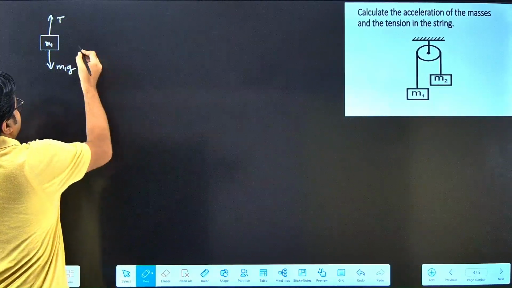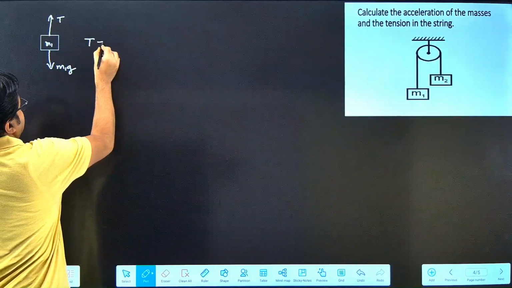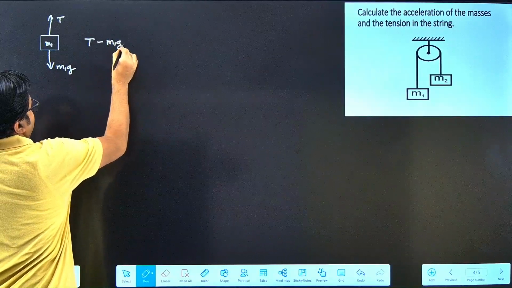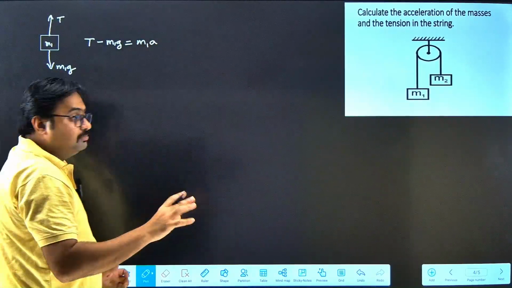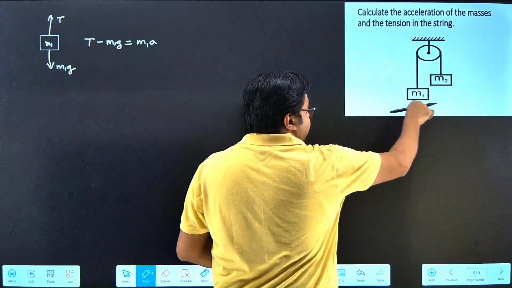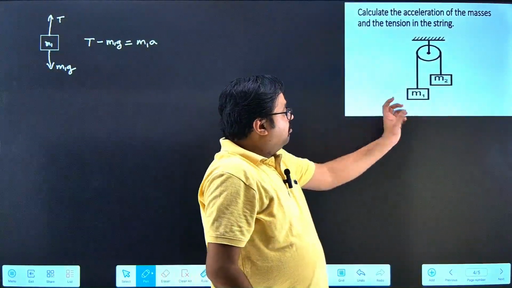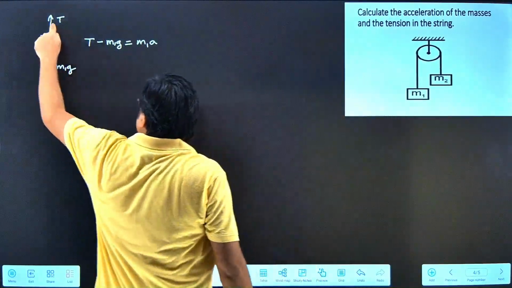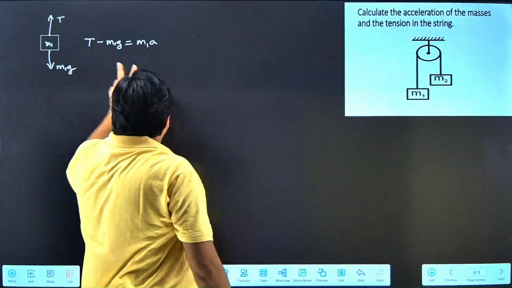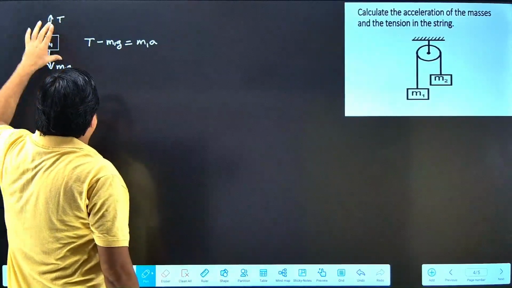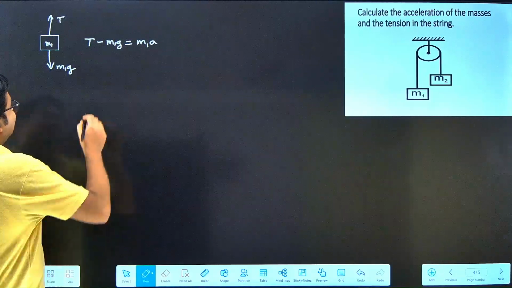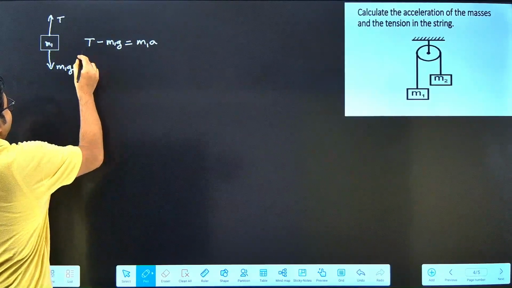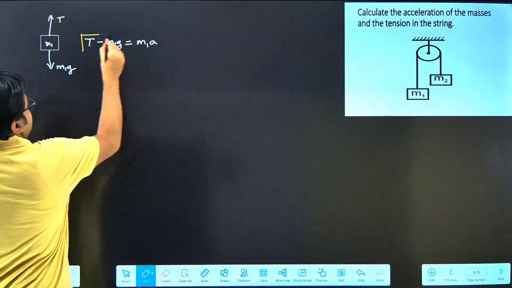Well, the tension minus M1 into G must give you mass M1 into acceleration, because the tension pulls it up, the weight pulls it down, but mass M1 is going up, which means T must be greater than M1G. So the net force acting on it is T minus M1G, because they are in opposite direction. Same logic as in the previous case. So now we have this particular equation, and that forms our first equation.